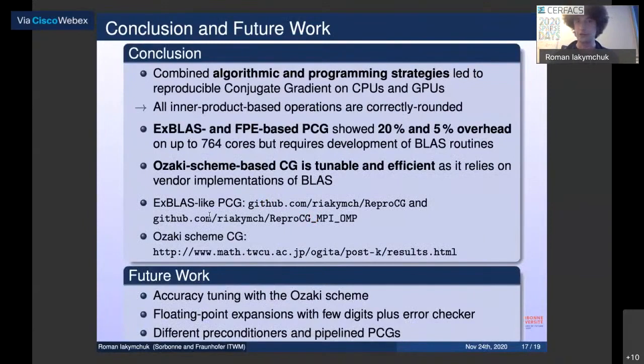So just a few words. I showed you 2 methods that can be applied to ensure accuracy and reproducibility of iterative solvers. Depending on the case, we can have either a few percent, 5%, 20% overhead, or up to 20 times. The Ozaki scheme is particularly interesting since it allows tunable accuracy. We still need to examine it, and it's efficient because we can use underneath vendor-provided implementations of BLAS instead of ExBLAS, when everything should be implemented pretty much from scratch.